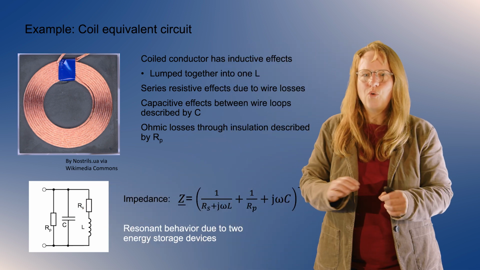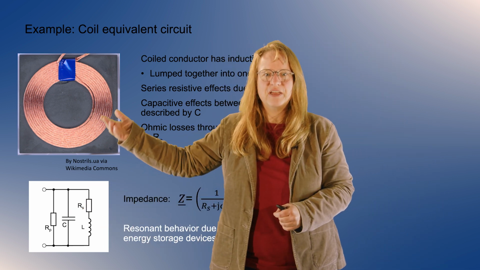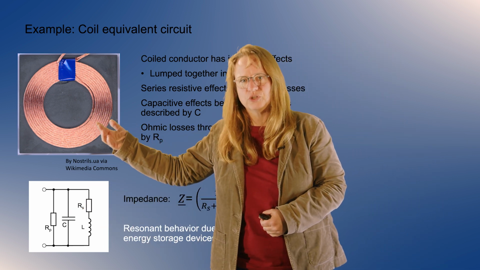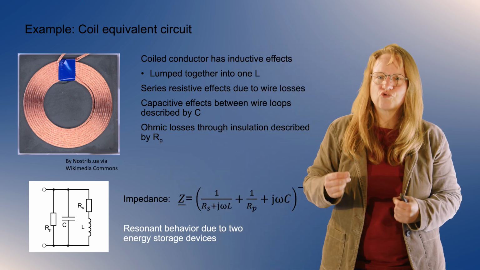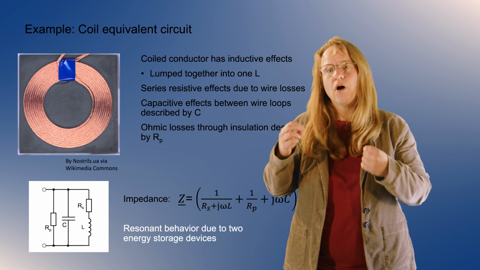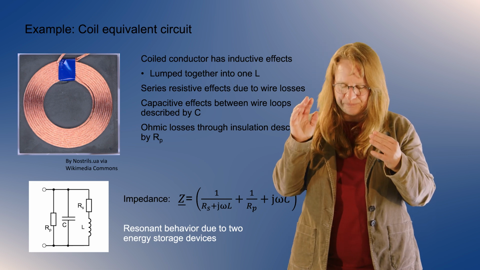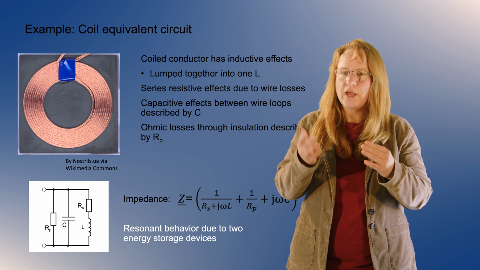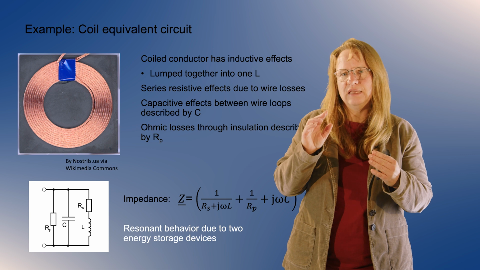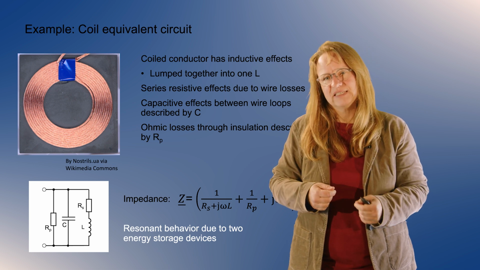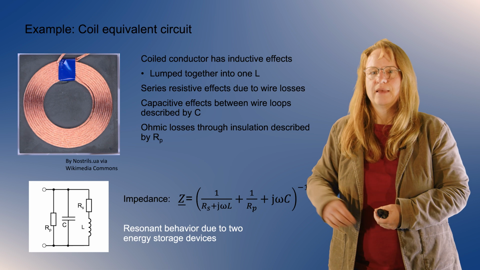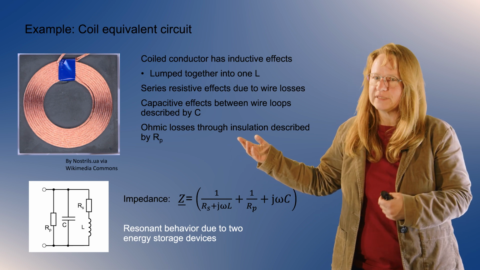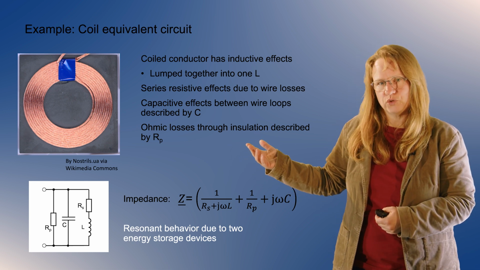So if you see this circuit model, there is nowhere a capacitor soldered into this coil, but it just describes the effects of the coil itself and the dielectric effects that are happening in the insulation between the wires. Then also you might have, for example, ohmic losses through the insulation.